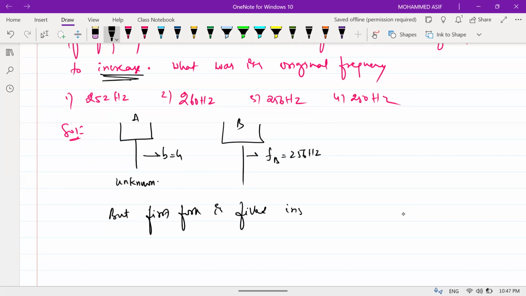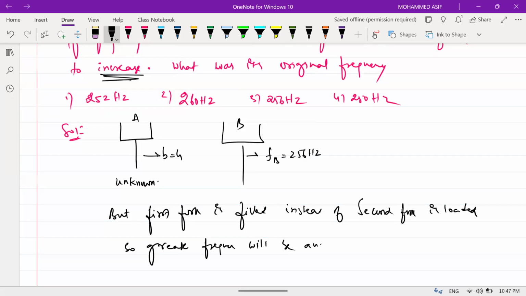Instead of the second fork, which is to be loaded, the answer will be reverse. 260. Greater will be the frequency, so the greater frequency will be the answer. Am I clear?